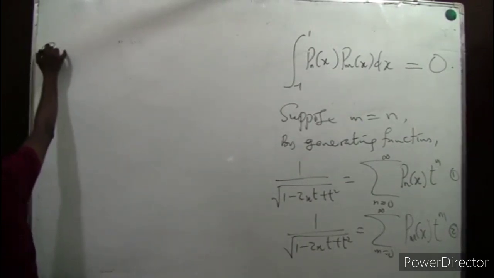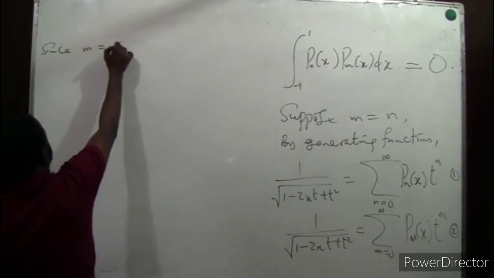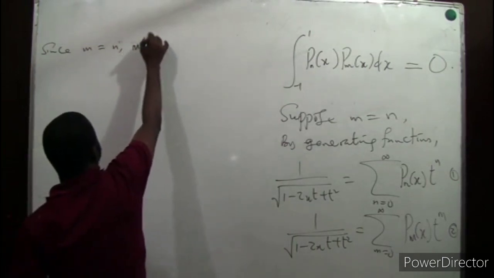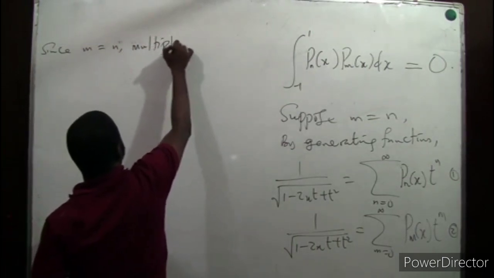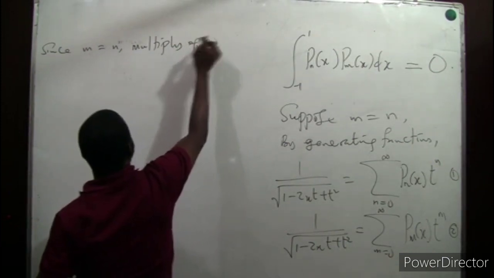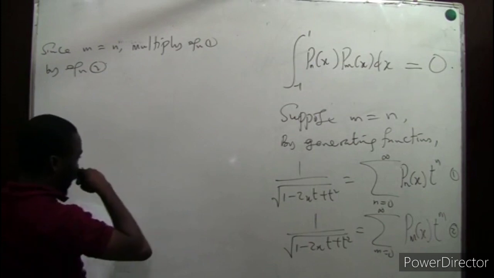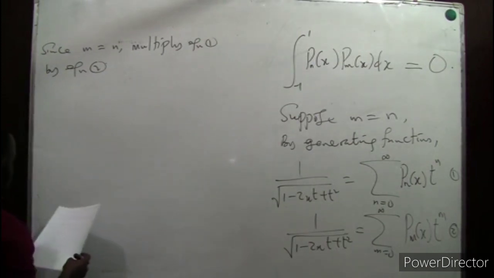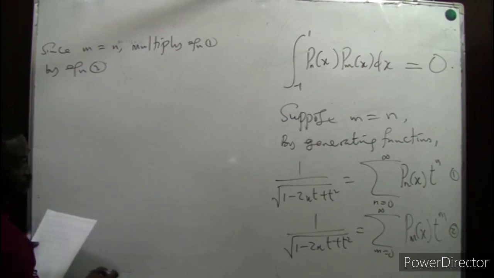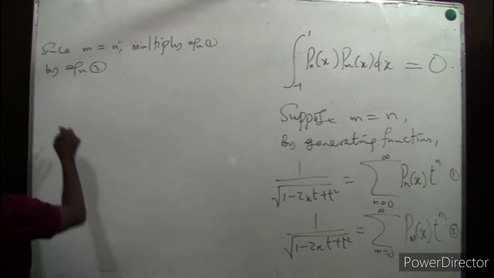So since m equals n, multiply equation 1 by equation 2. What do we have? If I multiply equation 1 by equation 2, I will have summation.